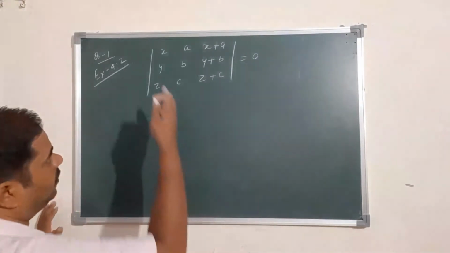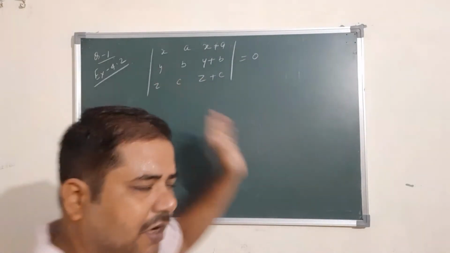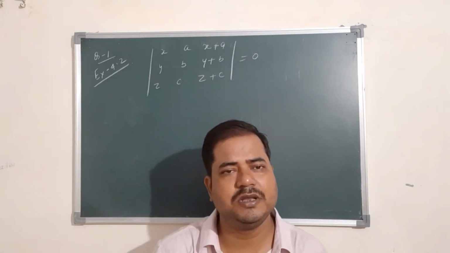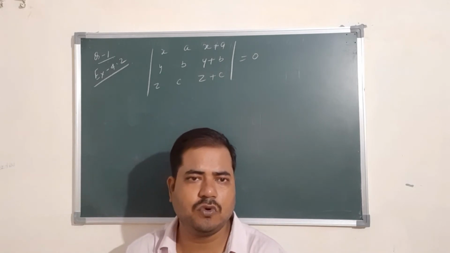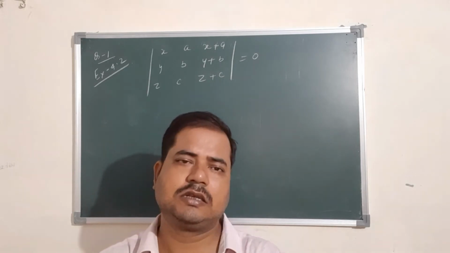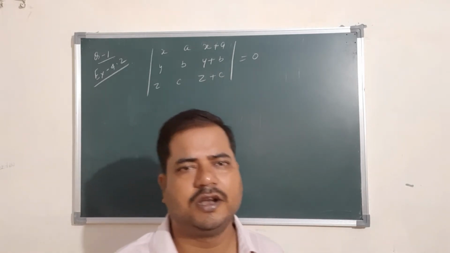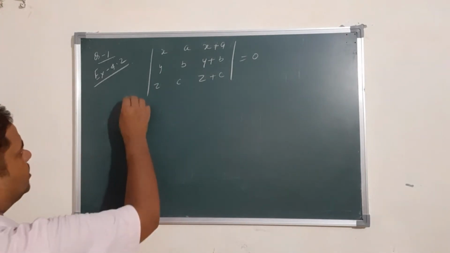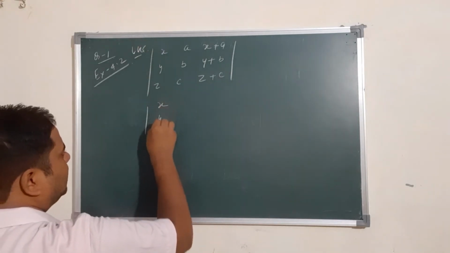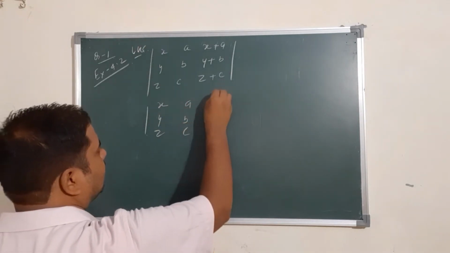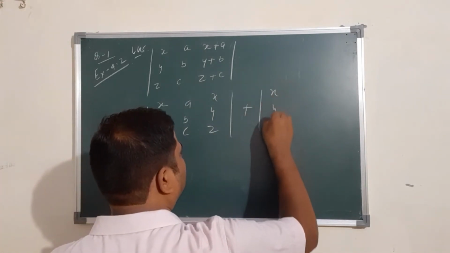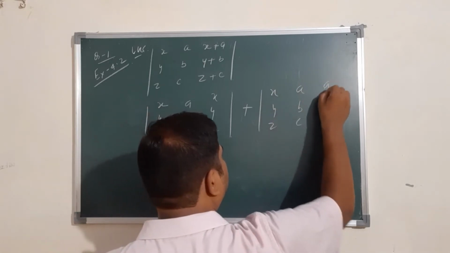If you use property number 6, as you know, if a particular row or column has been written as the sum of two or more terms, then we write the determinant as the sum of two or more determinants. So taking LHS, we write it as the determinant x, y, z; a, b, c; x, y, z, plus the determinant x, y, z; a, b, c; a, b, c.